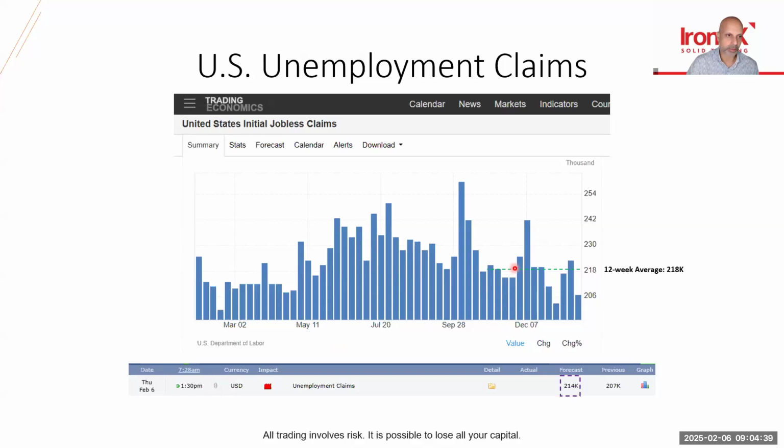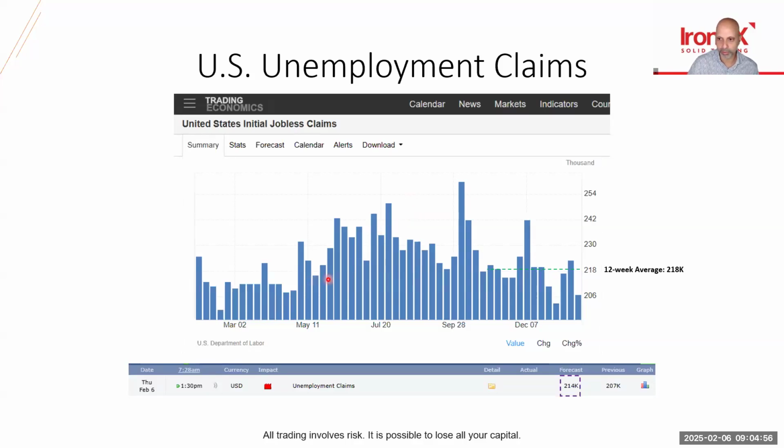So this is a weekly data point that tracks the number of Americans that are filing for unemployment benefits, and typically a rising number, as what you see here from May till July of 2024, signals weakness in the US labor market.